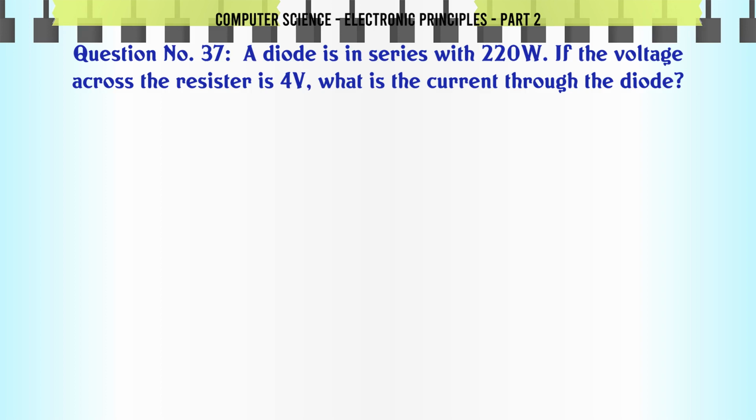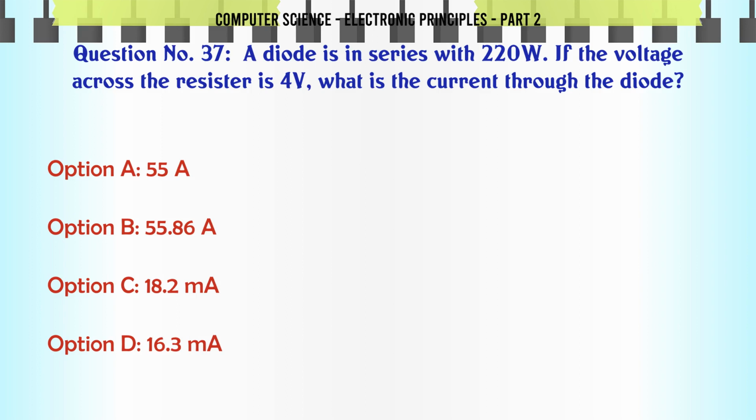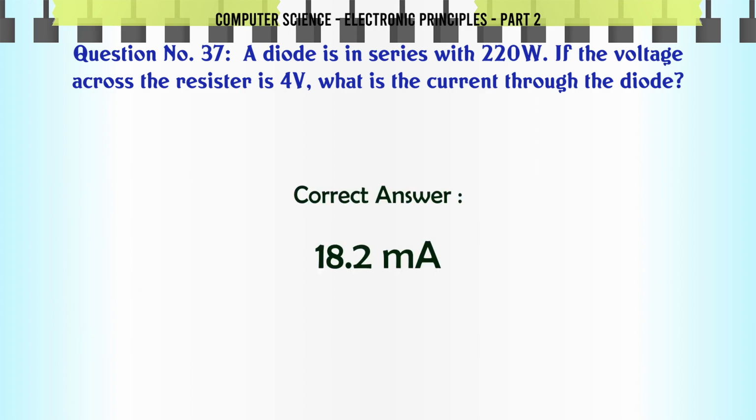A diode is in series with 220 ohms. If the voltage across the resistor is 4 V, what is the current through the diode? A. 55 A. B. 55.86 A. C. 18.2 mA. D. 16.3 mA. The correct answer is 18.2 mA.